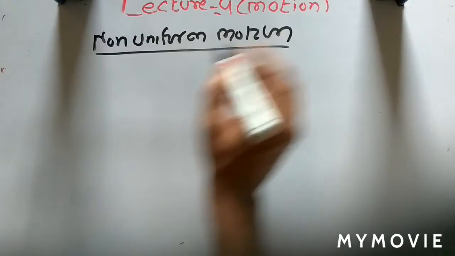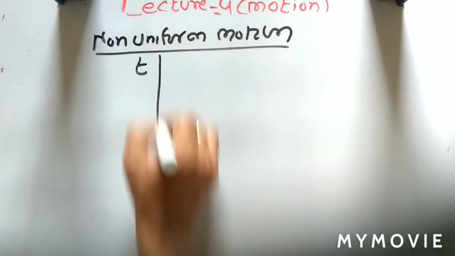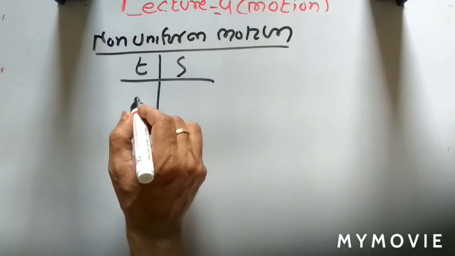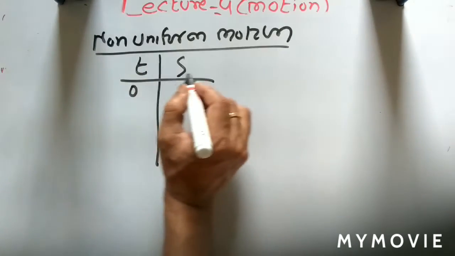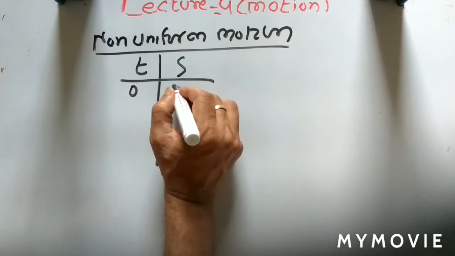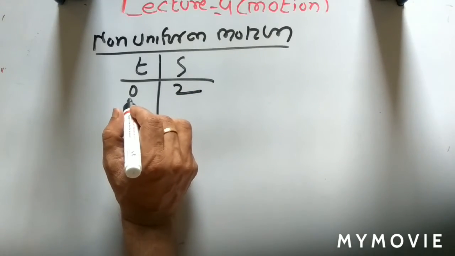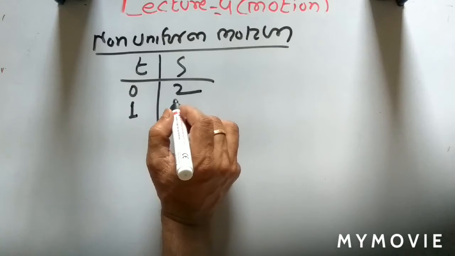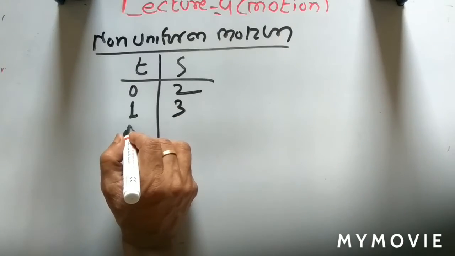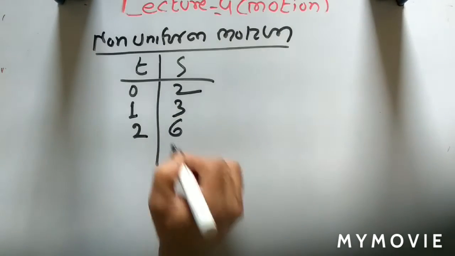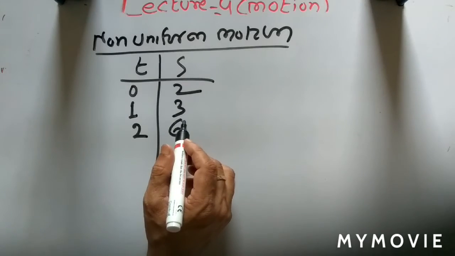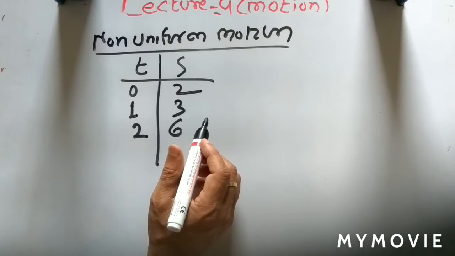Non-uniform motion. So what is non-uniform motion? Let us take an example: time versus distance. Let us say at time t = 0, distance is 2 meter, and at t = 1 second, distance is 3 meter. At t = 2 seconds, distance covered is 6 meter, or displacement. Okay, you take distance.